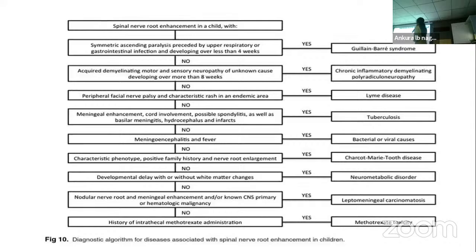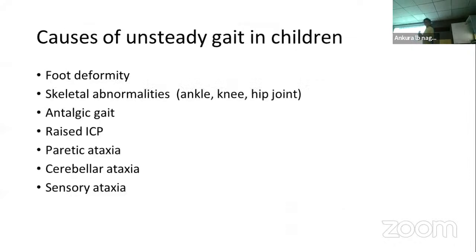This is a diagnostic algorithm with the nerve root enhancement seen in the spinal cord. Now we are having GBS with symmetric ascending paralysis. I invite Dr. Srinivas. What is the answer?